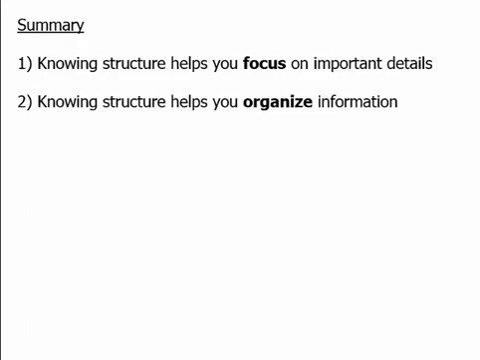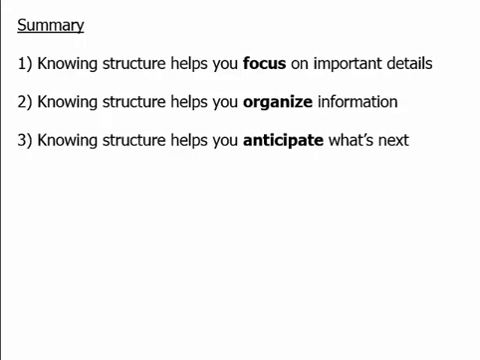What else can knowing structure do? Well, it can help you organize the information. You know where the information is, and it's easier to keep track of it in your head. So you know exactly what the paragraph talked about, and when you answer a question and have to go back to the passage, you know where to look for the information, because oftentimes questions don't give you specific lines.